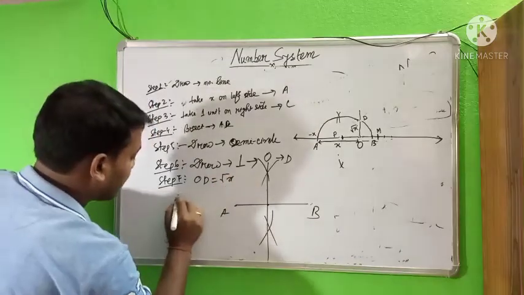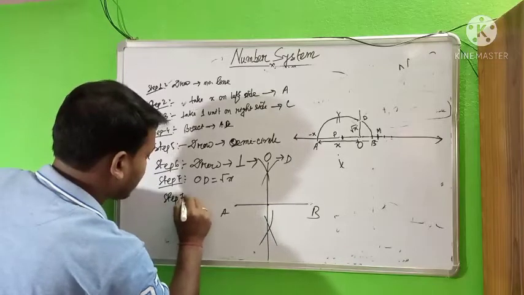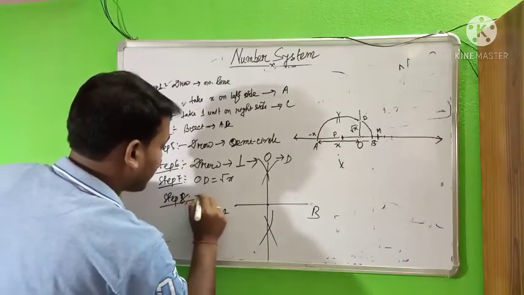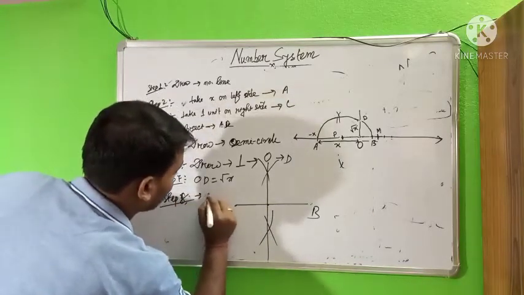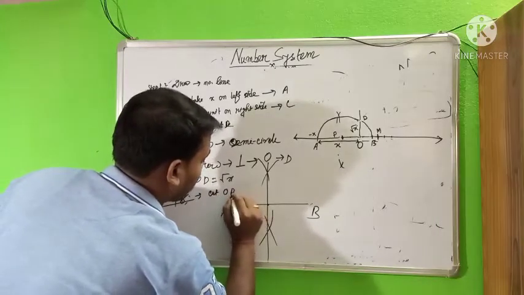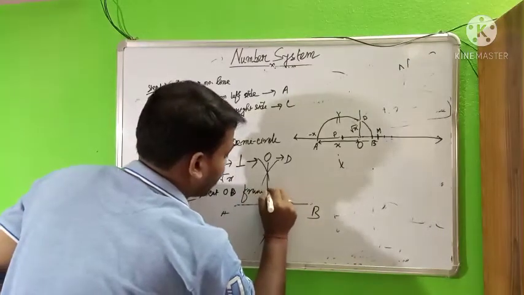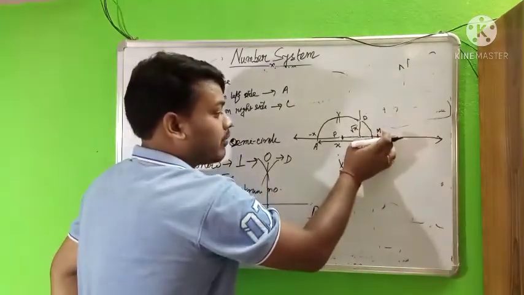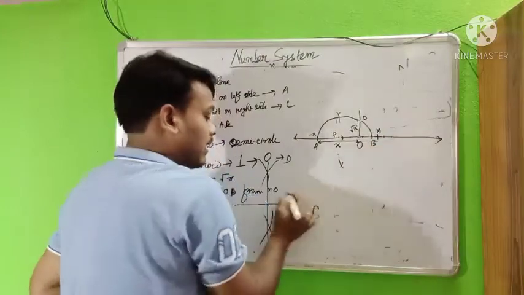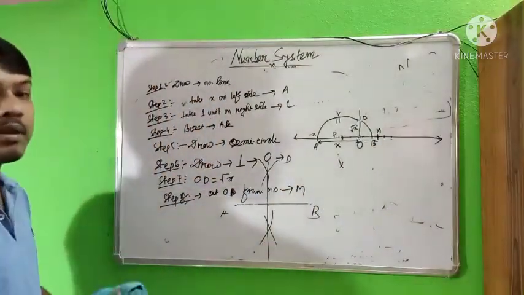Now, step 8. Cut OD from the number line. So if we cut OD from the number line, then give the name M. So M is the position of root over x.